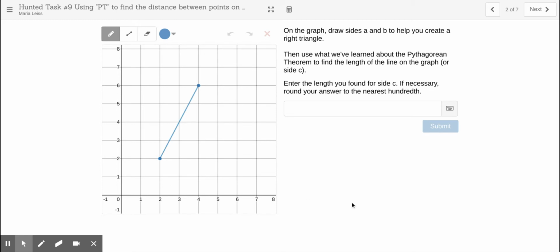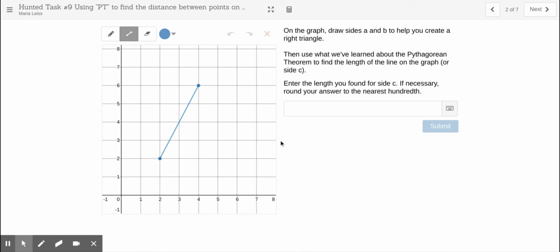What you see here is a line on a graph. Now, we have been dealing with Pythagorean theorem, a squared plus b squared equals c squared, only we've been using it with right triangles. The thing is, this is just a line segment. How in the world is Pythagorean theorem going to help us when we just have a line? Well, here's the super cool part. Notice this line is on a graph. Notice the grid lines in the background.